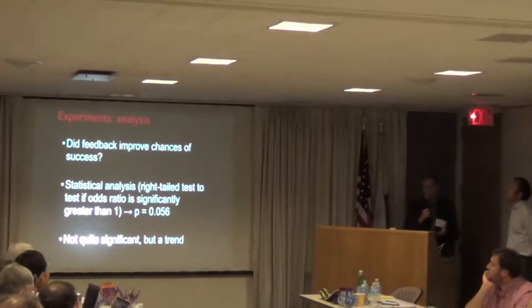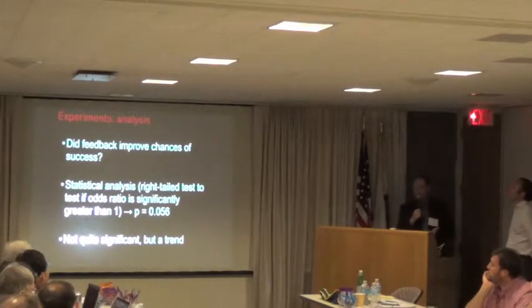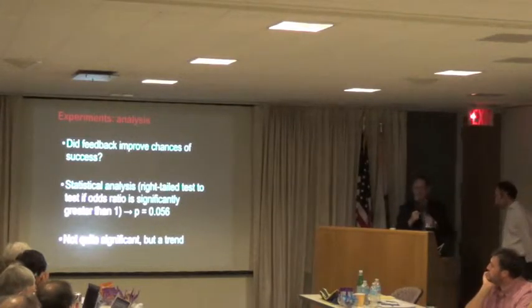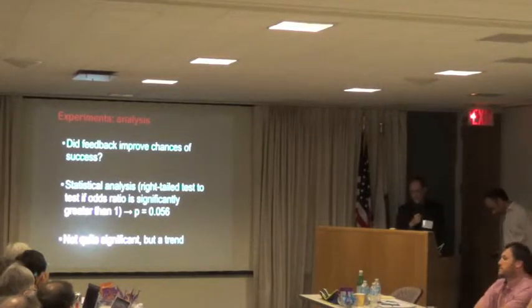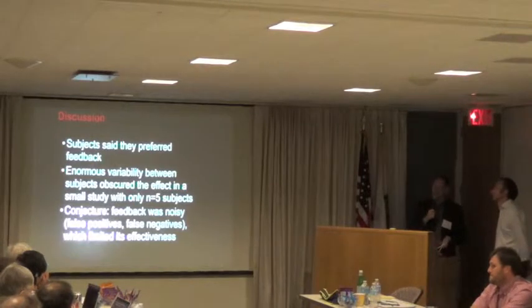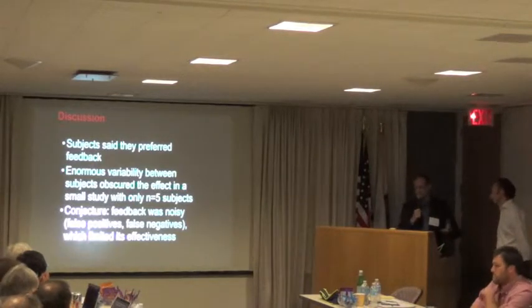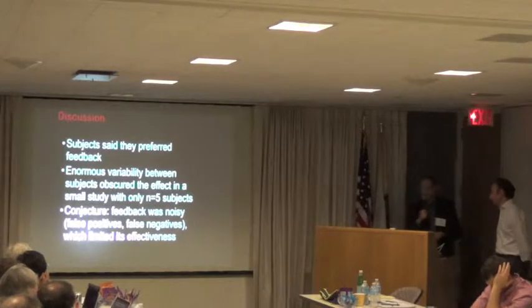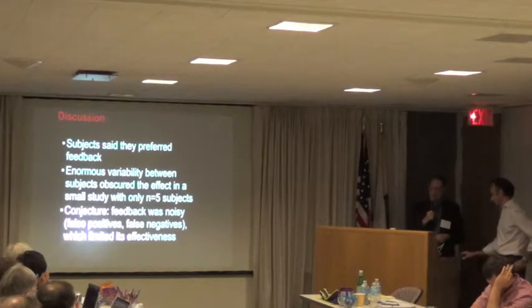But the real question is, does the feedback actually help or not? Statistically, there's some evidence. We have a p-value of 0.056, which is not what you're hoping for. You always want lower than 0.05. It might be construed as a trend. So there's more work to understand this, and this kind of issue will come up in the other applications Roberto talks about next.